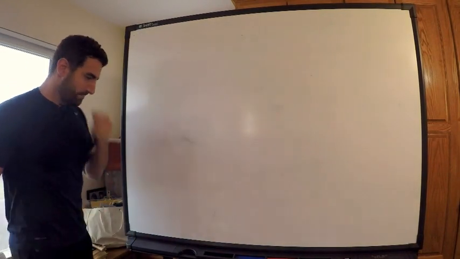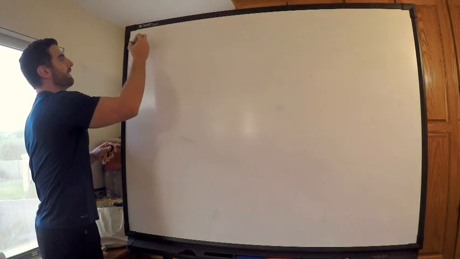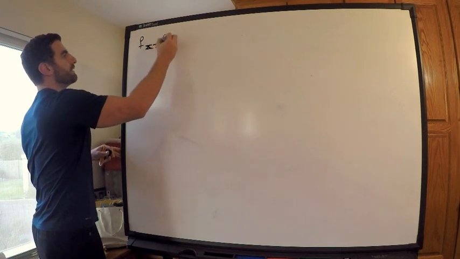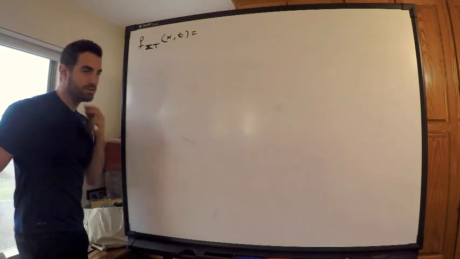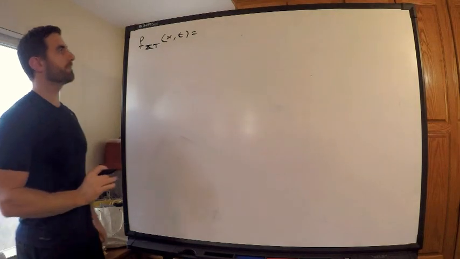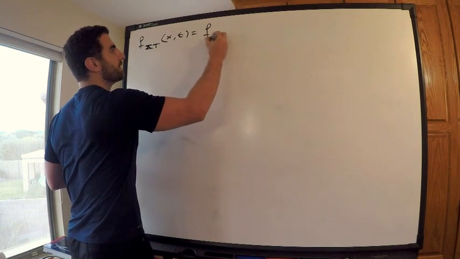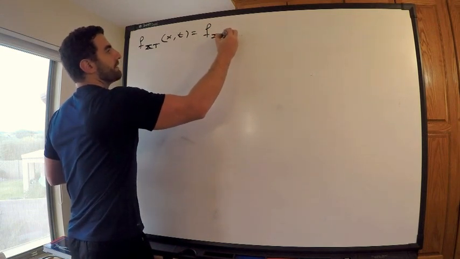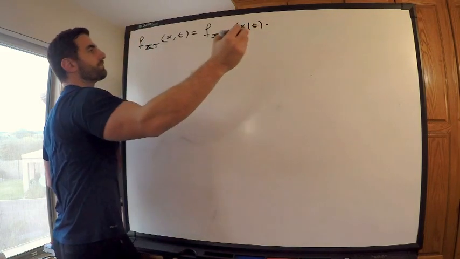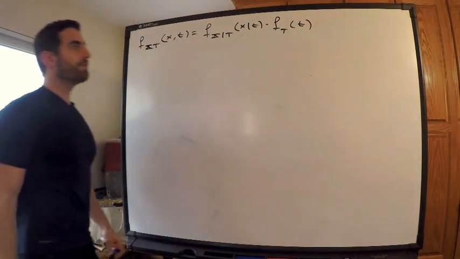So we know that if I want to find the joint density, the joint density of x and t, this is equal to, just use the definition for conditional distribution, okay? Sort of rearrange things using algebra. This is equal to the conditional density of x given t, times the marginal density of t. We're given both of those things.